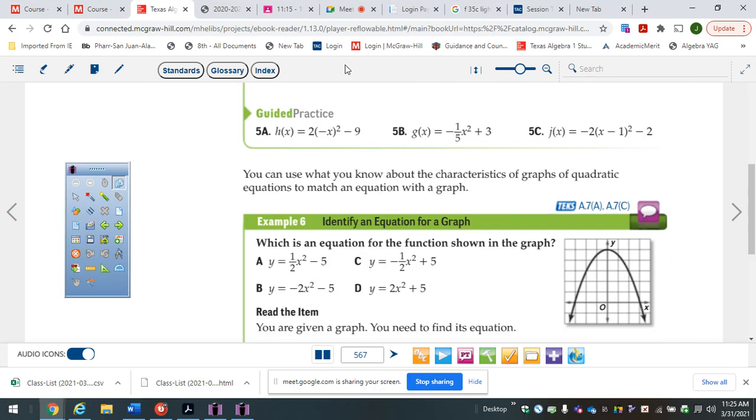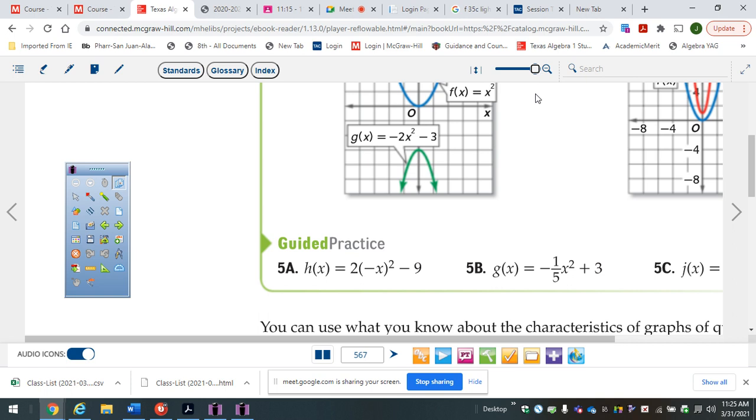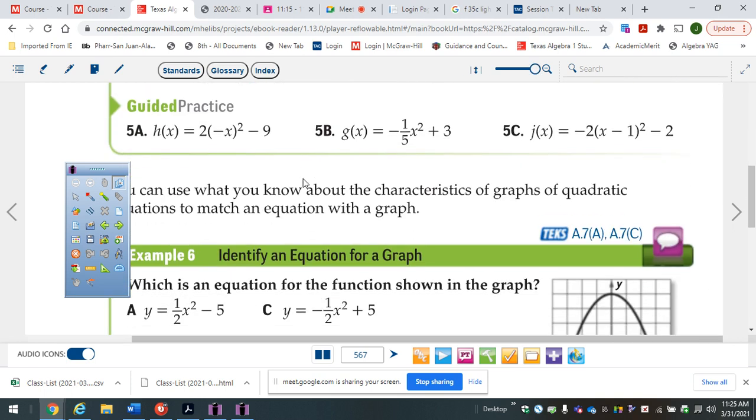Okay, so let me move this one over here. Let's do these 3 real quick, and we're done. We're done for this section.